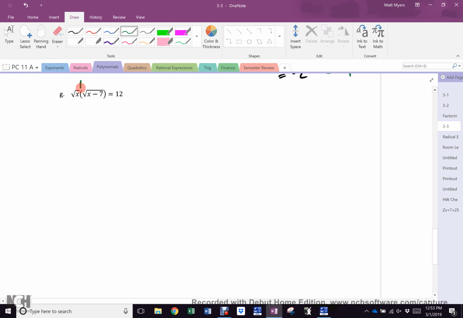Because what math is happening right there? Multiply. So if I had 2x equals 12, you would be doing some division, yes? Which one of those would you rather divide something by, root x or the root of x minus 7? Root x, because it's easier, right? So if I do this, now I have the root of x minus 7 equals 12 over root x, yes?